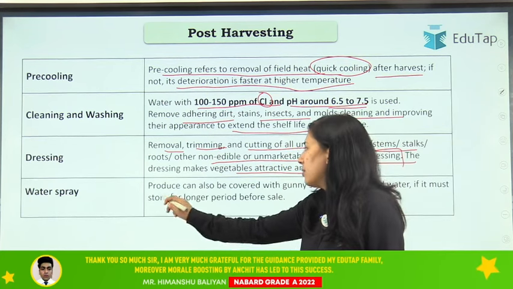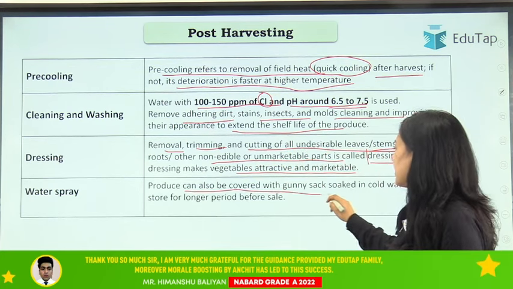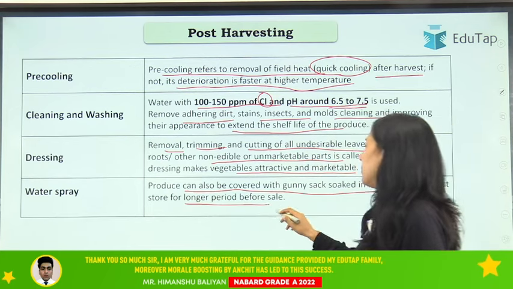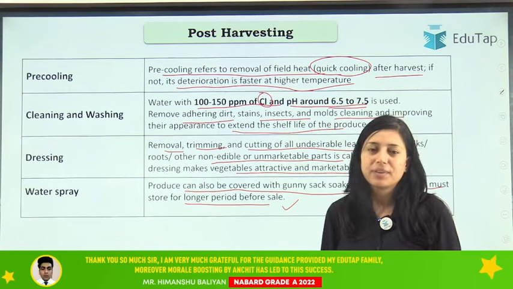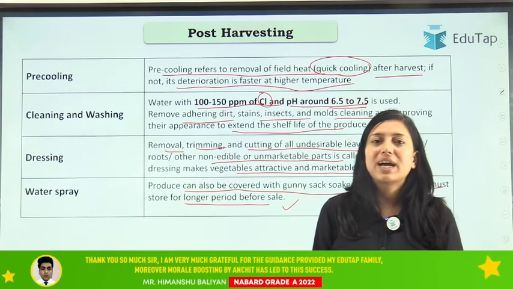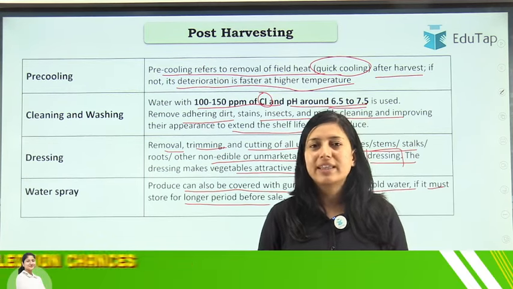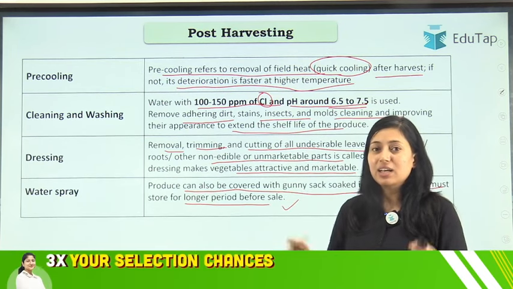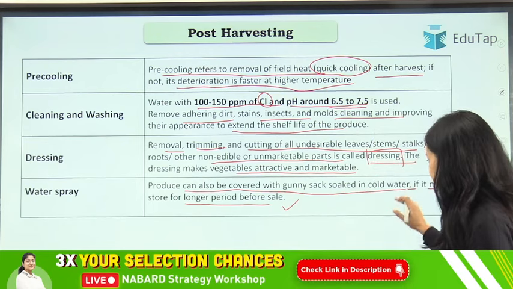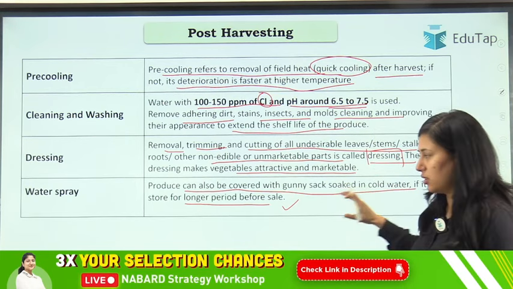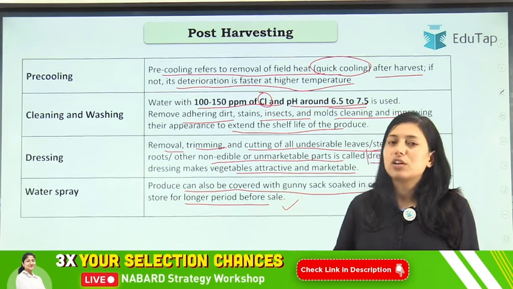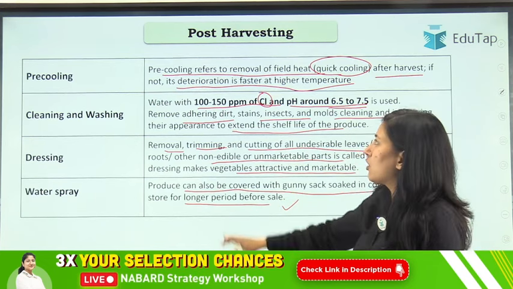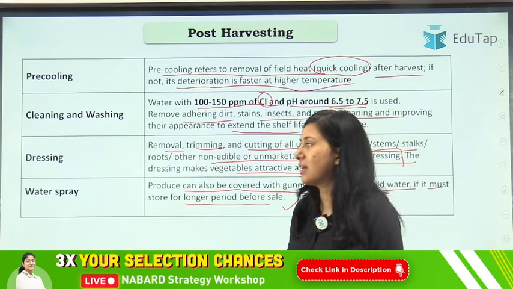Then water spray. Produce can also be covered with gunny sacks soaked in cold water if it is stored for a longer period before the sale. Sometimes we have to keep the produce for a long time. Then we can keep this produce in gunny sacks and soak them in water. So if we want to keep the produce for a longer duration, we can go for water spray. Clear? So these were all some post-harvesting methods.